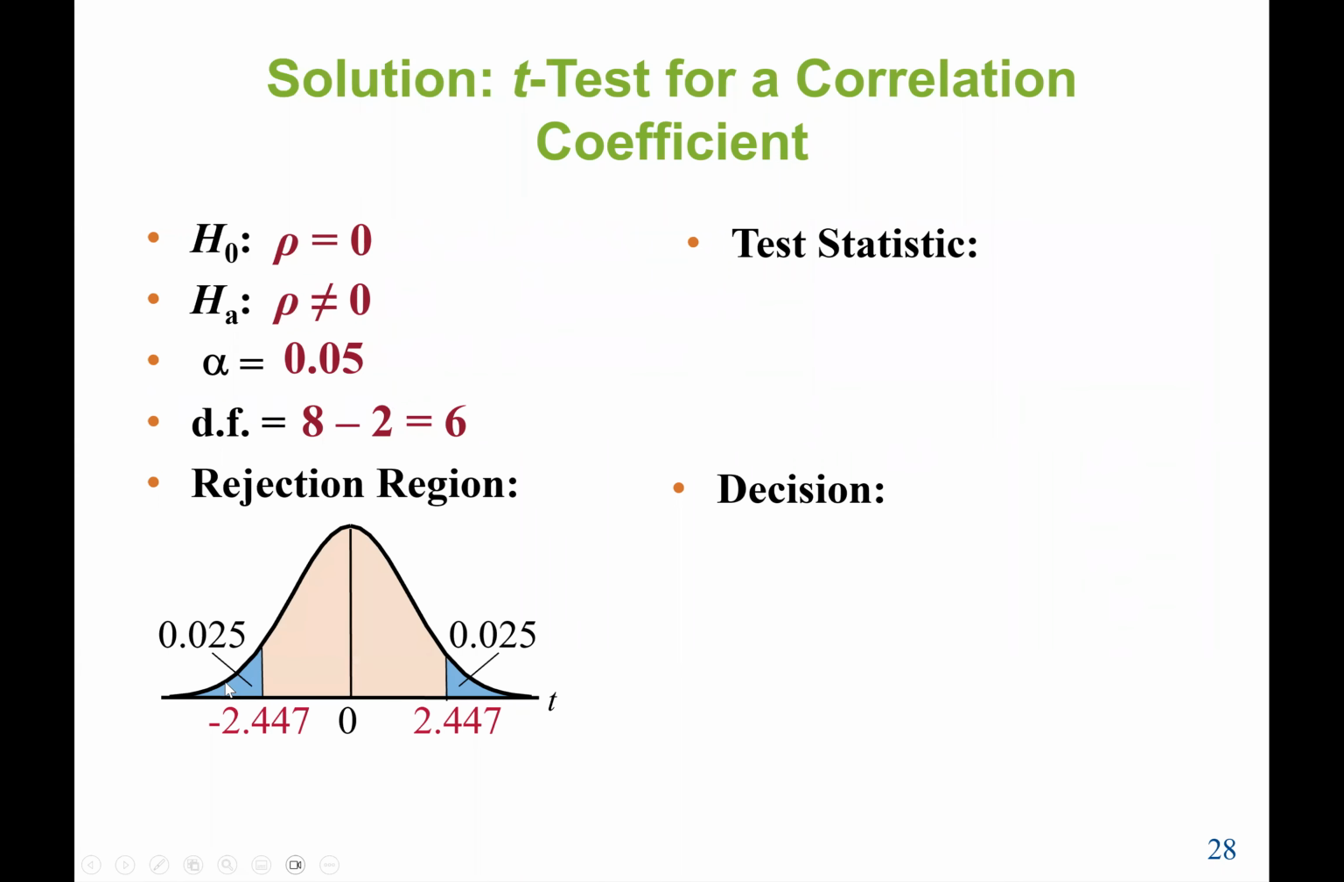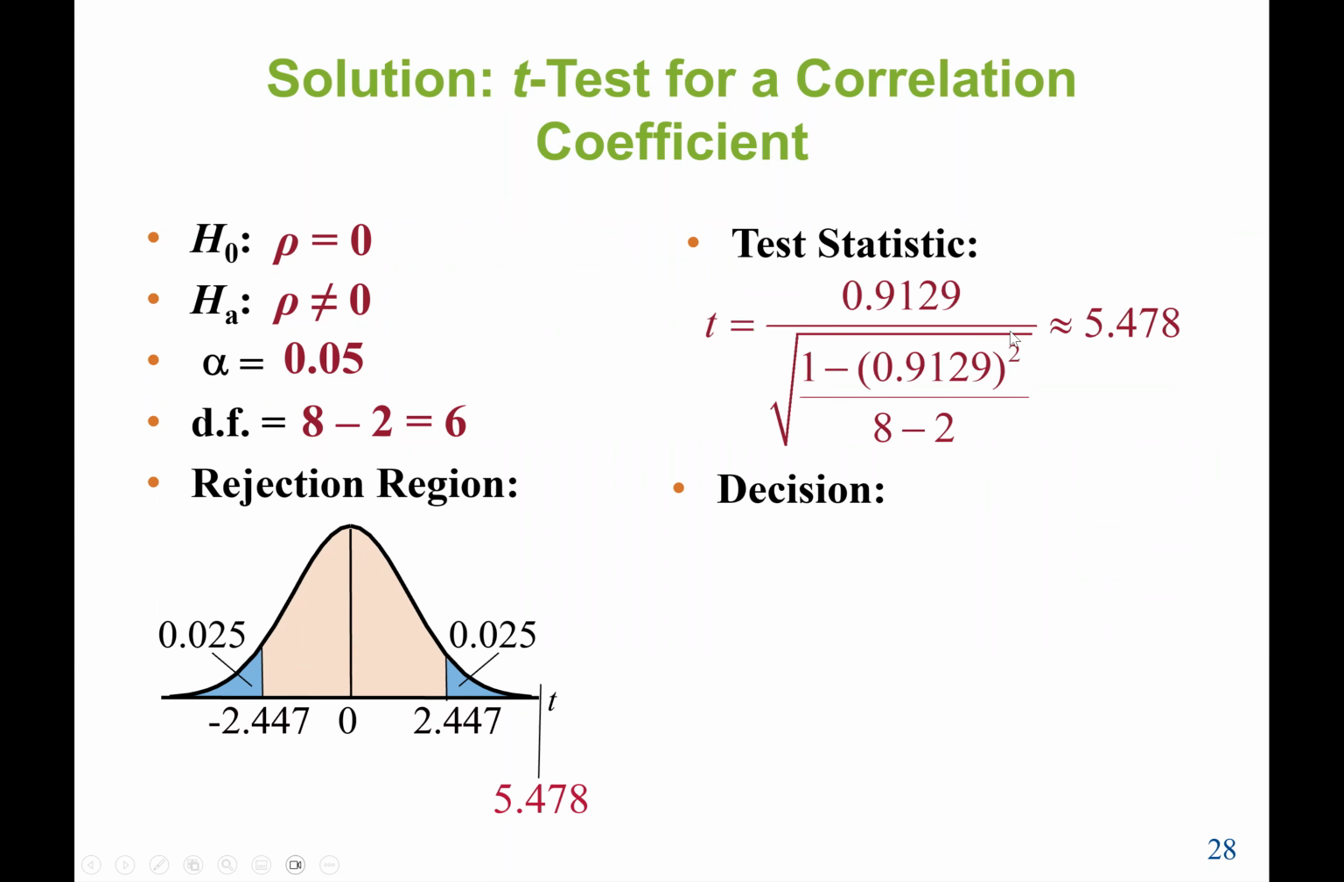Then we draw our diagram. Again, this is two-tailed, so 0.025 on each side. If you add them together, we get 0.05. Now, when we find the t critical value, it was 2.447, so to the left negative 2.447, to the right 2.447. So now, let's find the test statistic. We got 5.478, which again falls in the blue area here.